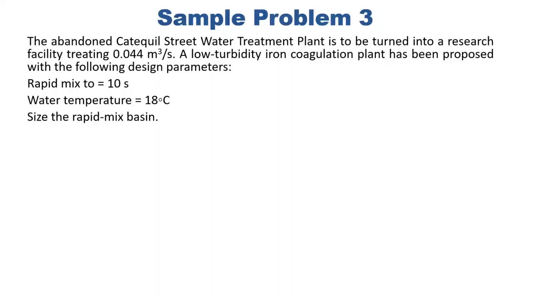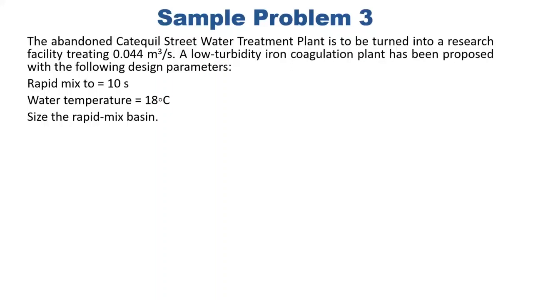The abandoned Cape Kiel Street water treatment plant is to be turned into a research facility treating 0.044 cubic meter per second. A low turbidity iron coagulation plant has been proposed with the following design parameters. We have the rapid mix time of 10 seconds, water temperature of 18 degrees Celsius, and the problem is asking to size the rapid mix basin.